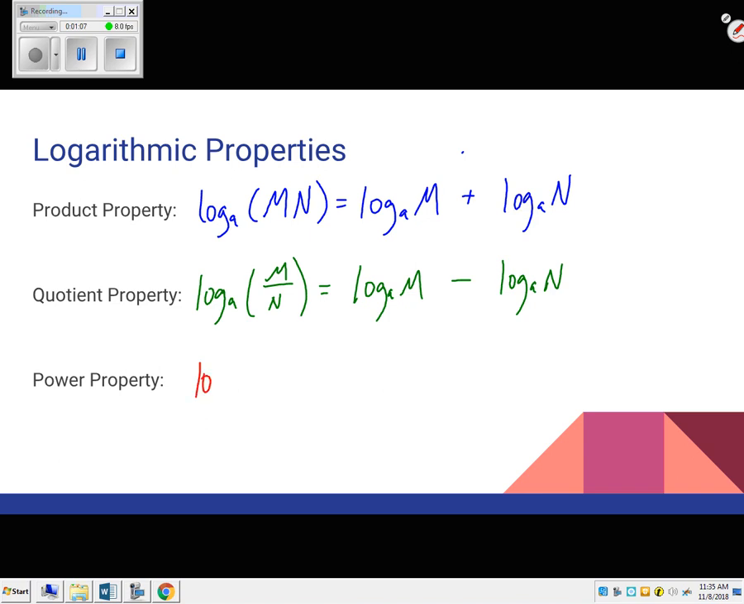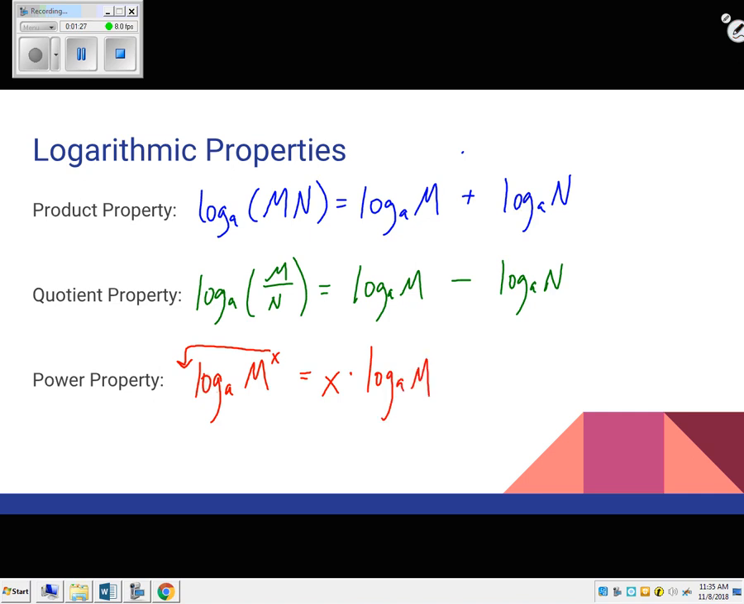Finally, we have the power property. Log base A of m to the x. I'm not sure what your book does, I'm just going to say x. It says my favorite property right here because it just makes sense. Just drop that x down in front. So it's x times log base A of m.